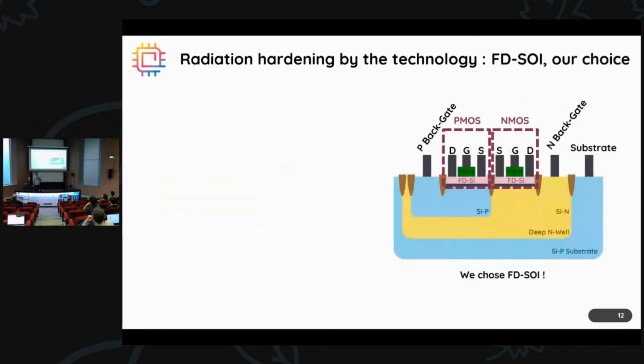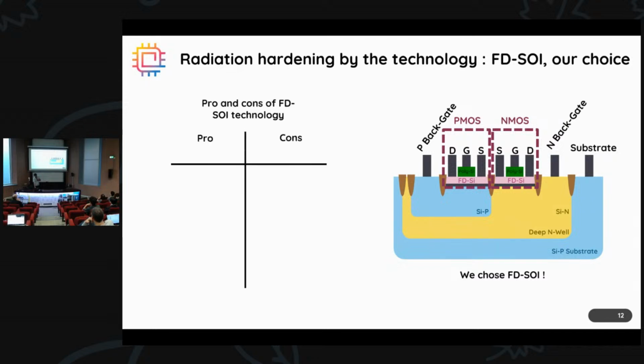In our case, we chose to do the circuit with FDSOI technology, and here is why. FDSOI technology has multiple advantages against radiation. First, performance can be adjusted on purpose thanks to the backgate. So if we have a problem because of radiation, we can tune the performance of the transistor and counteract the effect of radiation.